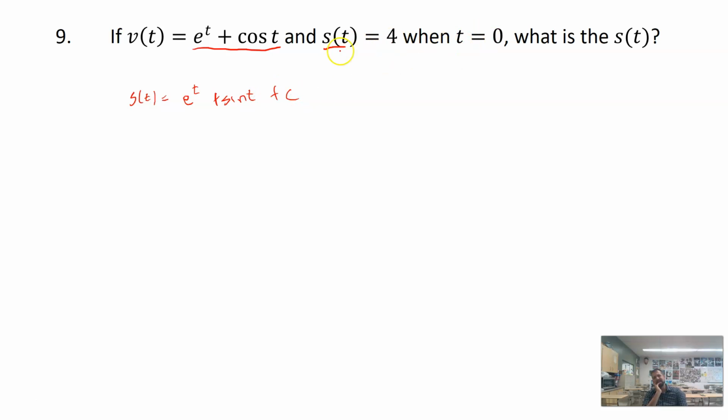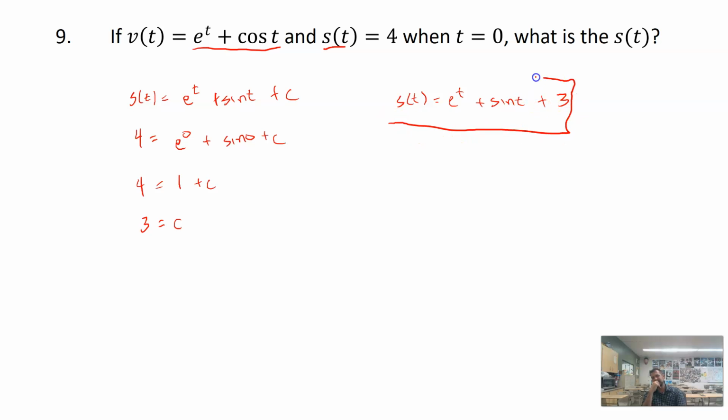Now when time equals 0, s of t equals 4, so I'm going to put 4 there. You've got to be careful on this one because I get e to the 0 plus the sine of 0 plus c. E to the 0 is not 0, so I've got 1 plus c is equal to 4. So in this case, I get that c is equal to 3. You do have to be careful when we plug in 0 because it doesn't automatically mean that everything just goes away. So now I get s of t is equal to e to the t plus the sine of t plus 3, and that is our final answer for number 9.